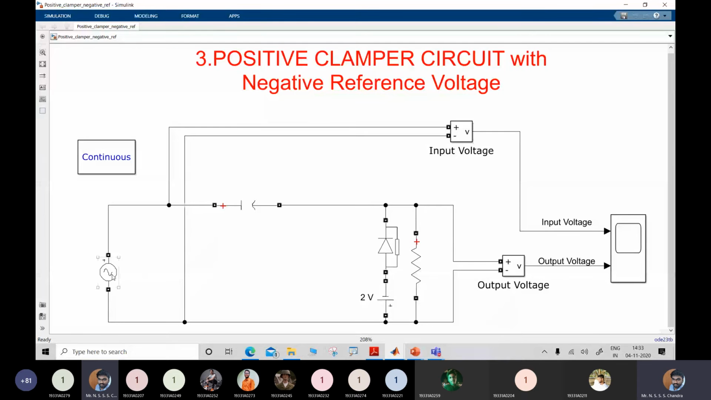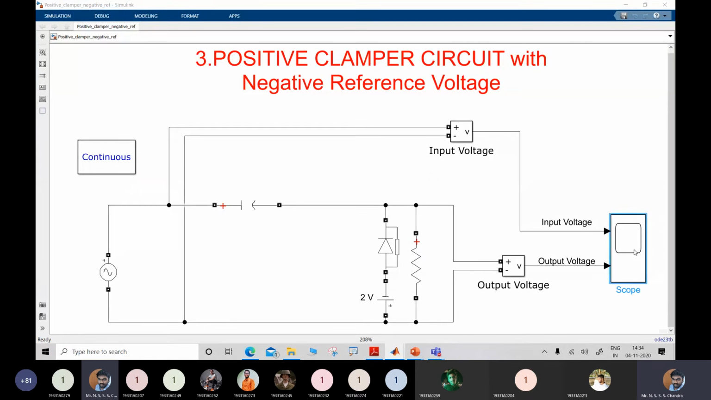If I have an input voltage of 10 volts, at that instant I will get 10 plus 8, that is 18 volts. If the input voltage is 0, I will get 8 volts. If the input voltage is minus 10 volts, I will get minus 10 plus 8, that is minus 2 volts. So your output will vary from minus 2 volts to plus 18 volts.